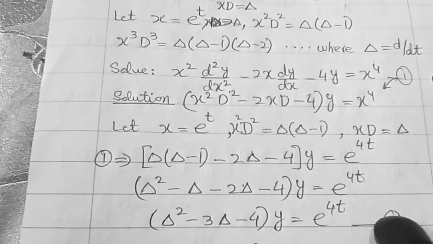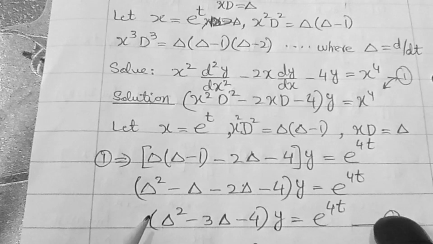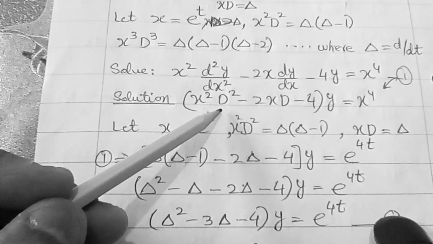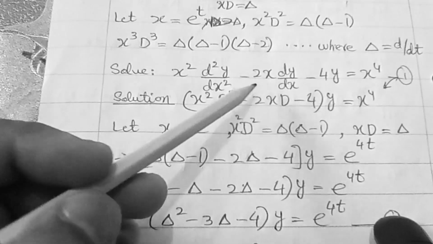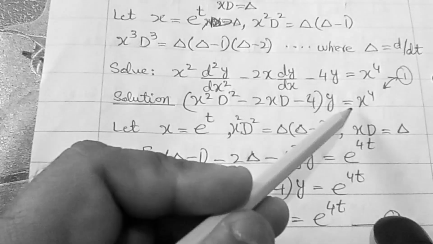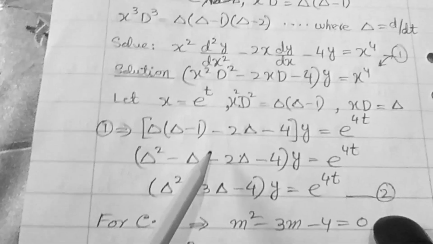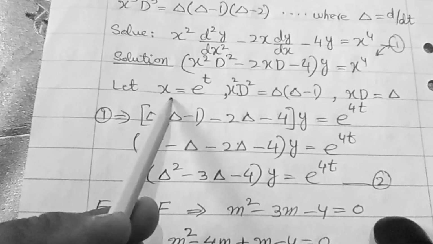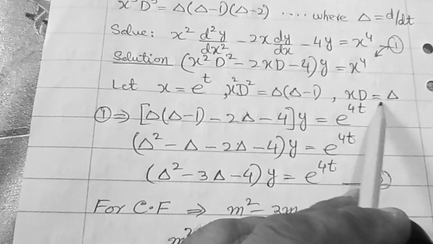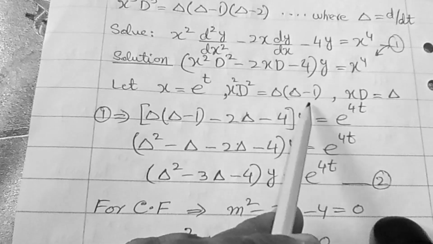First of all, we will write this differential equation in terms of the capital D. So for instance, d2 upon dx square we will write as D square, minus 2x d upon dx becomes capital D, minus 4, and taking y common from the entire terms, is equal to x raised to the power 4. In this equation, we will apply the substitution. What are the substitutions? We will assume x is equal to exponential t, and x multiplied by D is equal to delta. For instance, x square D square, substitute delta into delta minus 1.